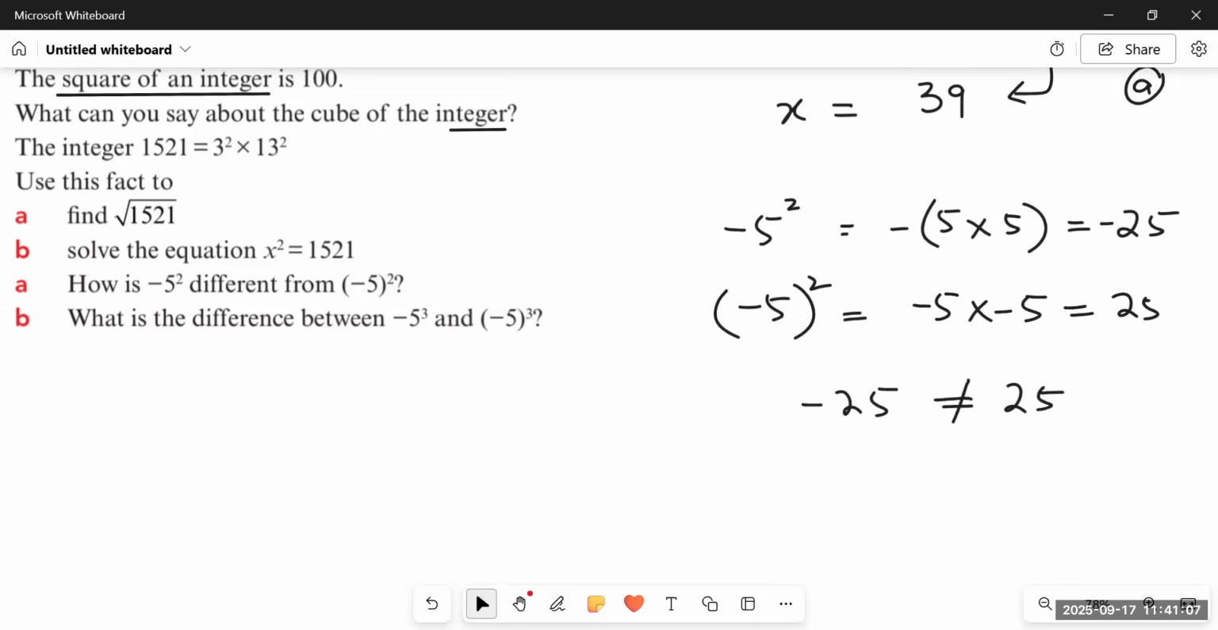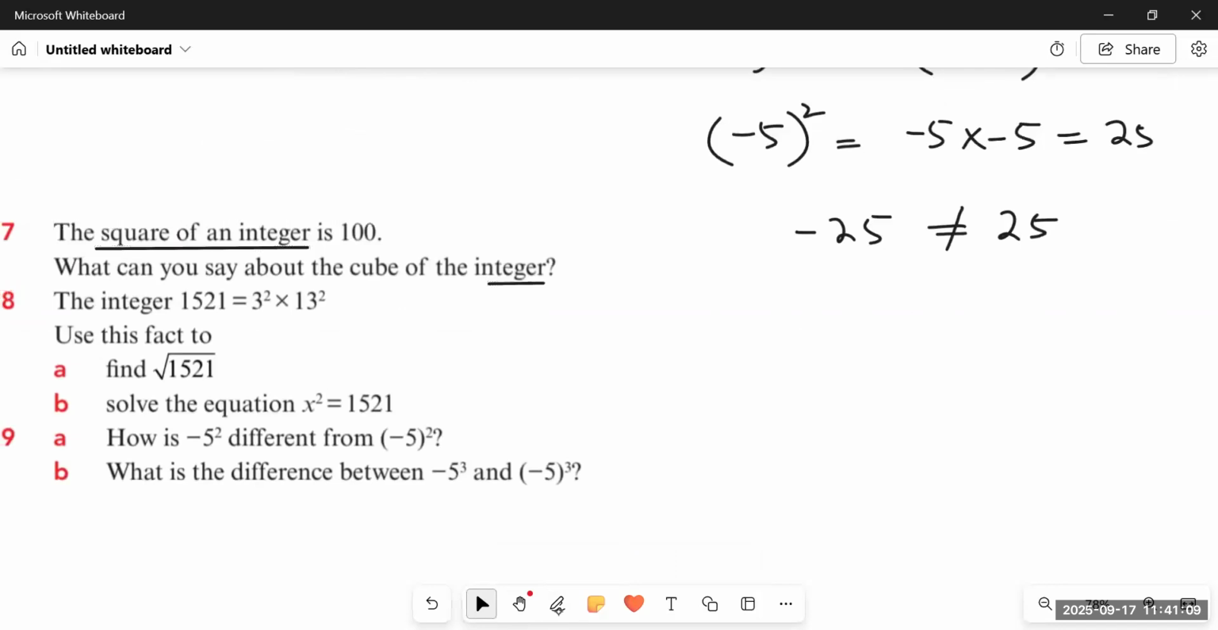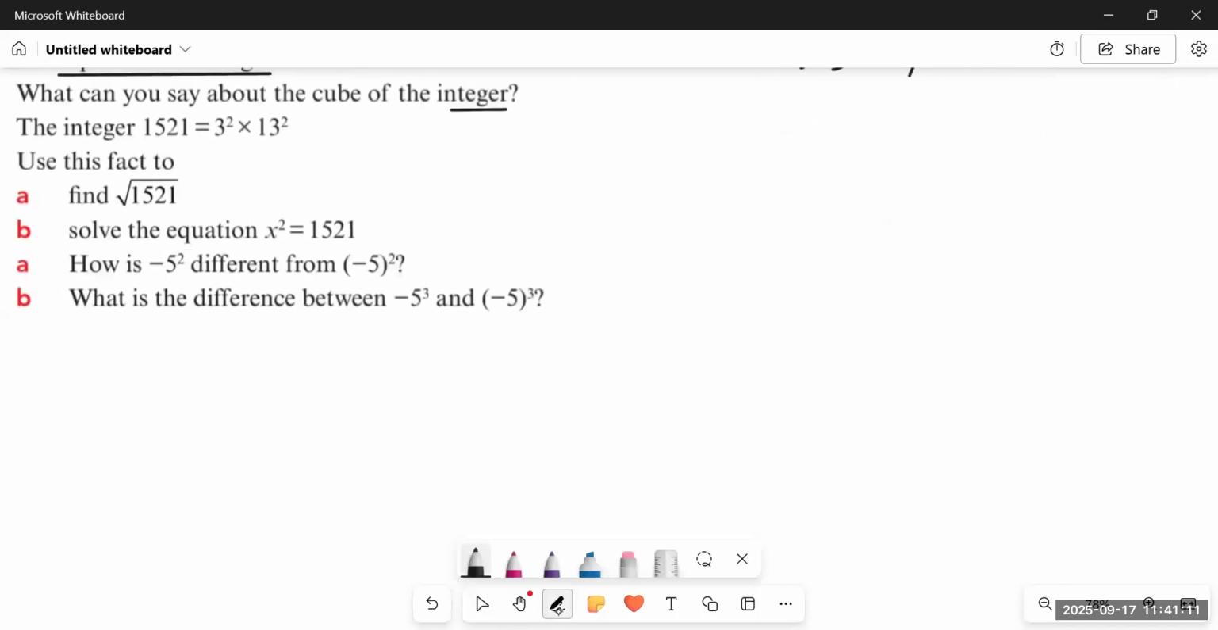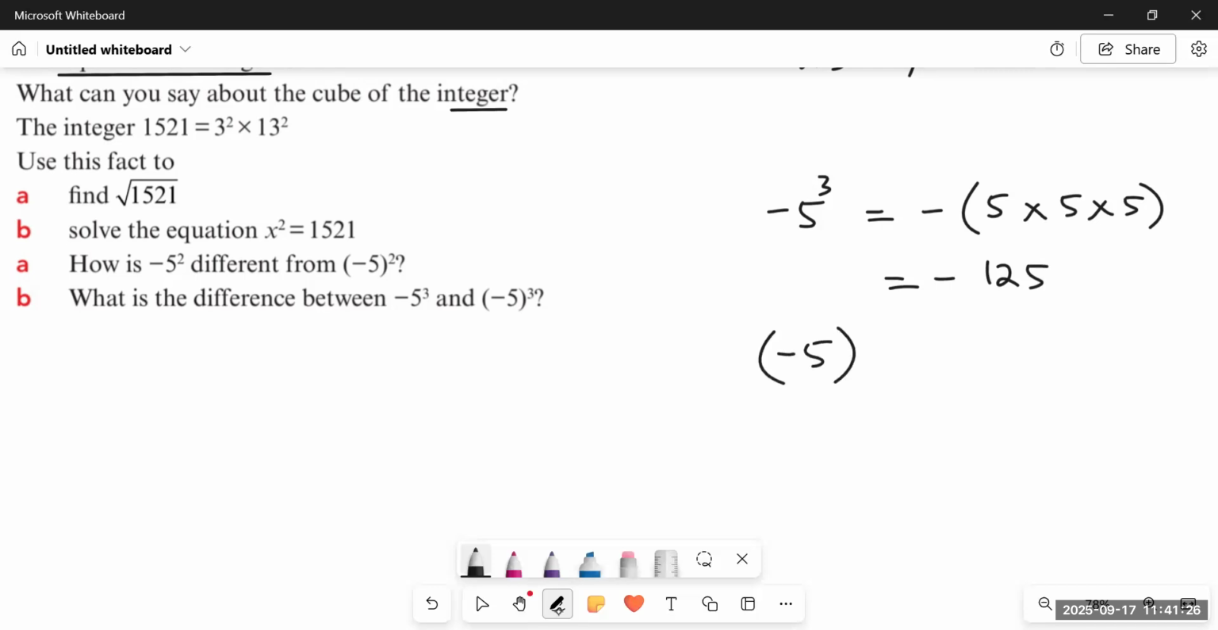But what is the difference between -5 cube and (-5) to the whole cube? There isn't any difference. Why? Because -5 cube is equal to -5 multiplied by 5 multiplied by 5, which is ultimately -125. And what about (-5) to the whole cube? It's also the same. I mean, we are going to get the same answers.